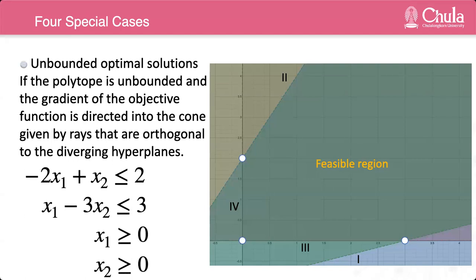However, if the gradient points to the opposite direction, for example this direction, of course we can have a maximum point, somewhere here, here, here, depending on the direction. So in this case, if our gradient points this way, of course we have an unbounded optimum solution. This is the second special case.